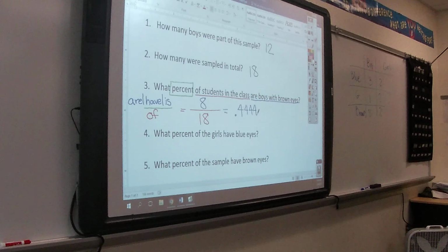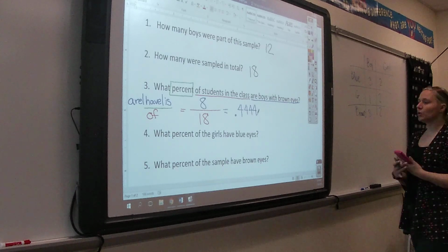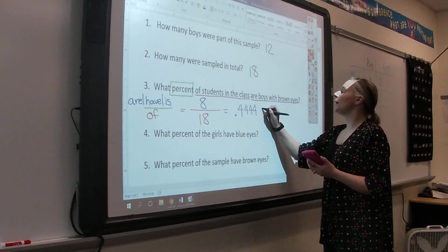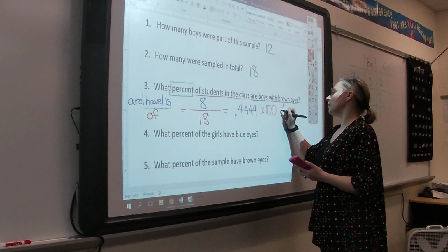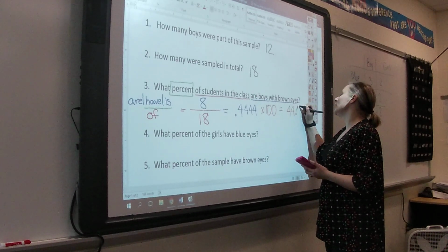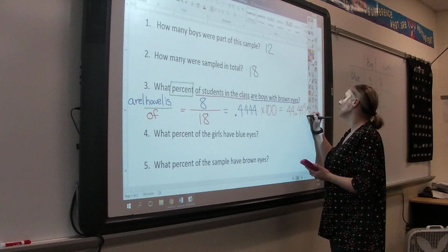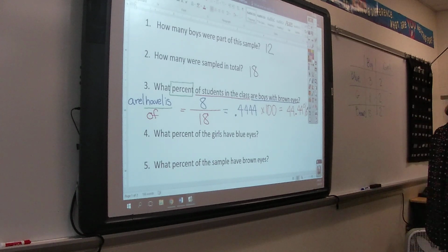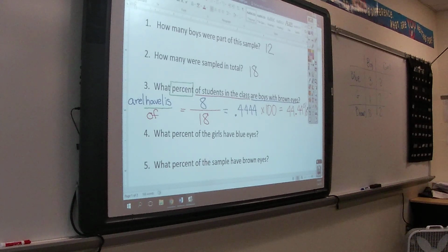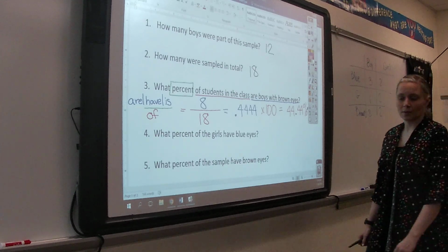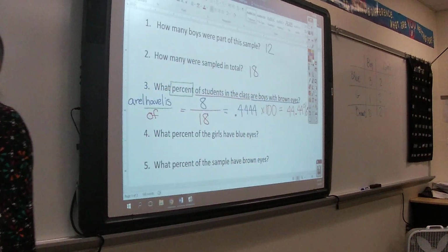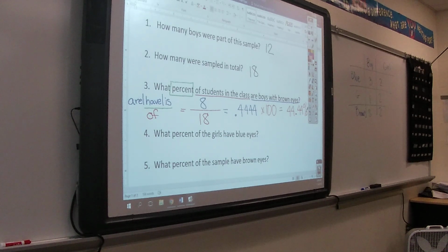How do we turn it into a percent? Multiply by 100, or we can move the decimal point 2 to the right. Either way, we're going to get that this is 44.44%. Okay, all of this is based on getting that correct fraction, and that's where my students have the most mistakes.